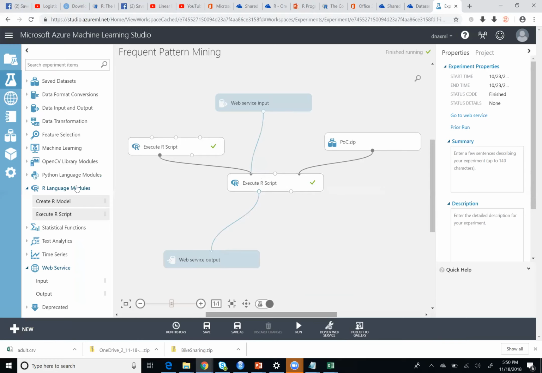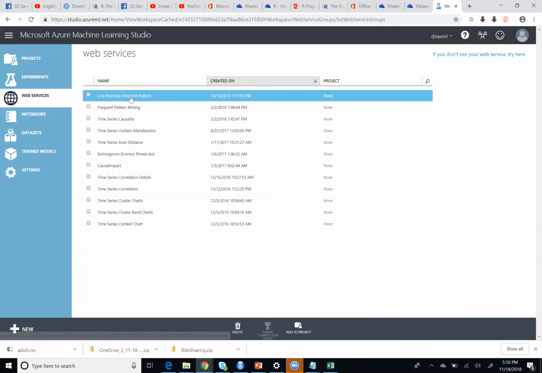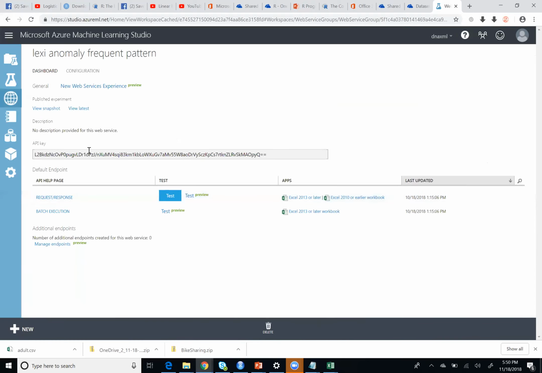Once I deploy my web service, I can go to the web services section, and I'll see, okay, this is my web service. I can find out its endpoint. This is the API key. I can just use this API key and send my data to this. I can take my data, use this API key, and send my data in JSON format.